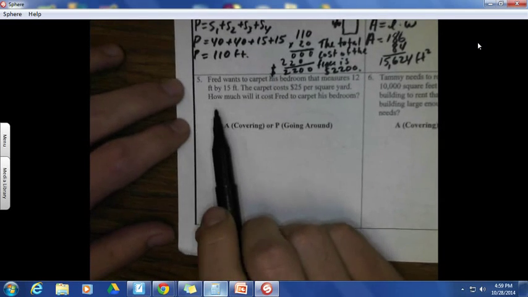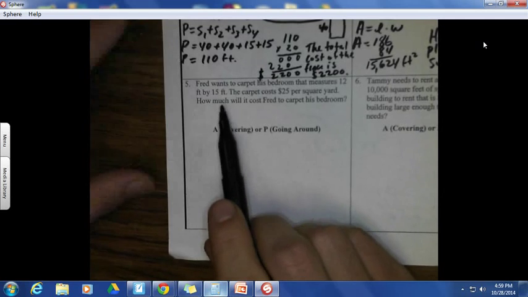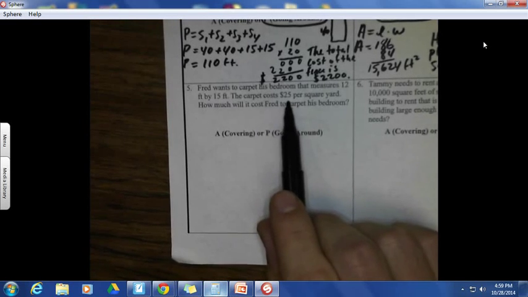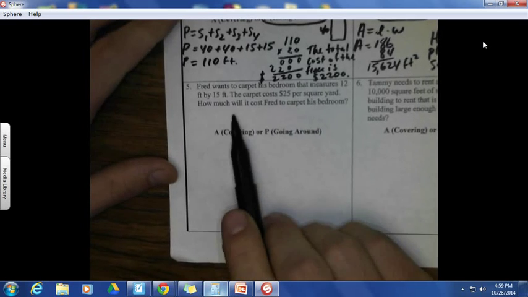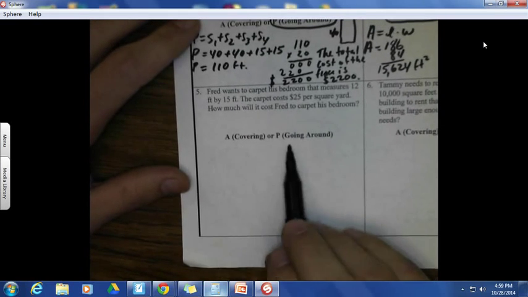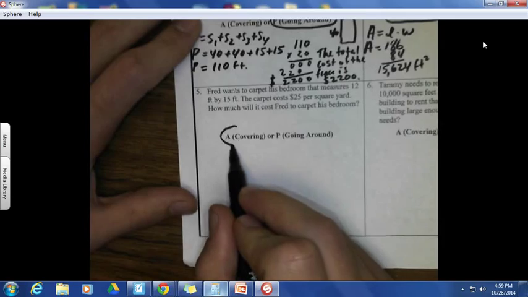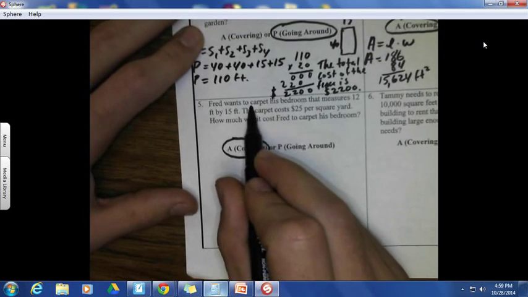Alright, number 5. We're on the home stretch here. Fred wants to carpet his bedroom that measures 12 feet by 15 feet. The carpet costs $25 per square yard. How much will it cost Fred to carpet his bedroom? First question, are we covering? Are we going around? We are covering, because this is a question about carpet.